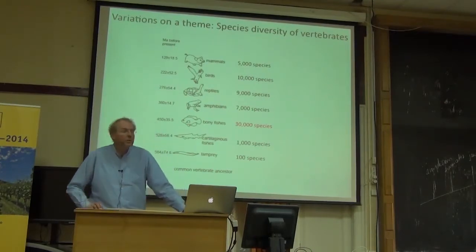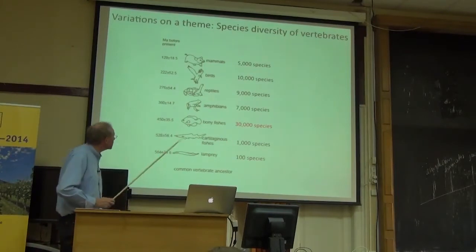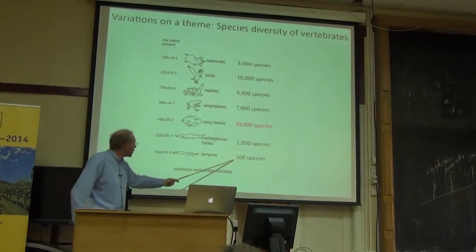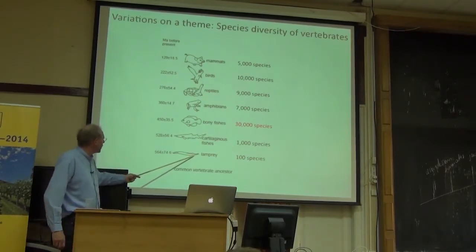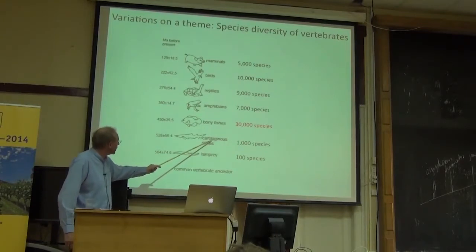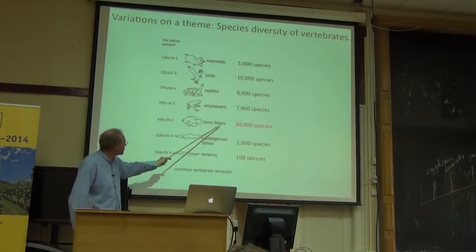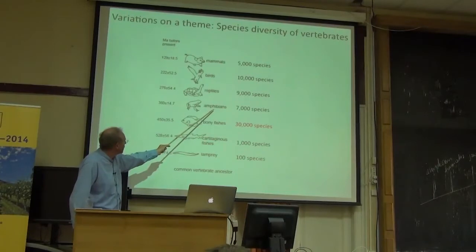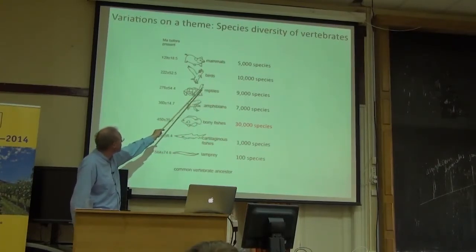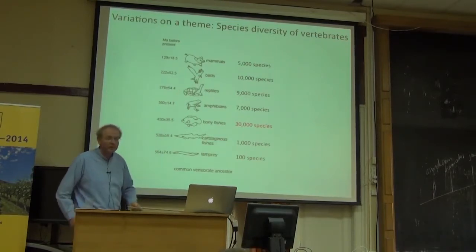And the reason why I put up this slide here is just to give you an illustration. We have 100 species of jawless vertebrates, lamprey and hagfish, 1,000 of cartilaginous fishes, 30,000 of bony fishes, 7,000 amphibians, 9,000 reptiles, 10,000 birds, and 5,000 mammals.